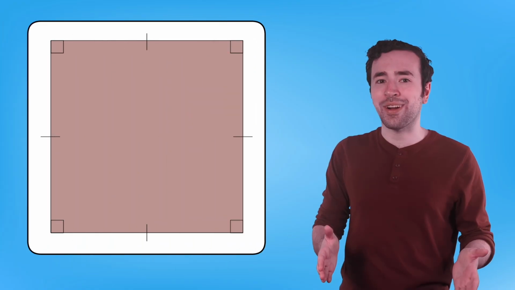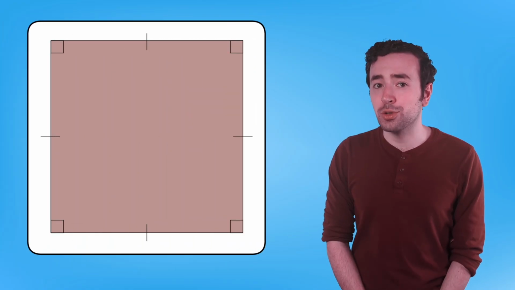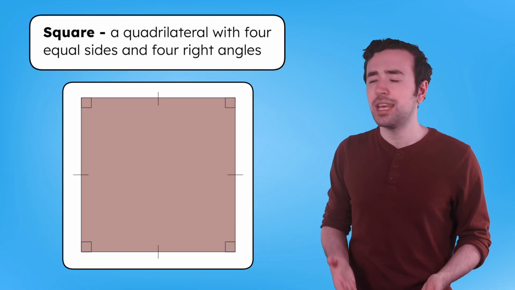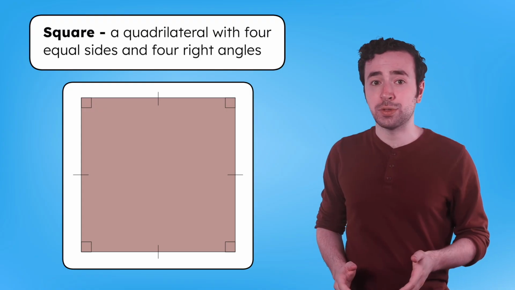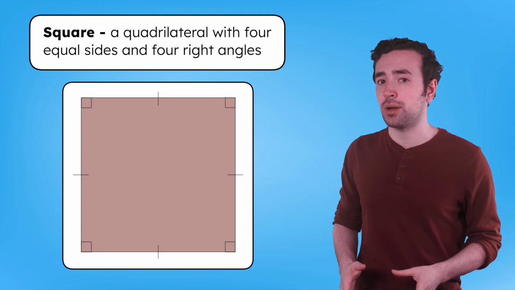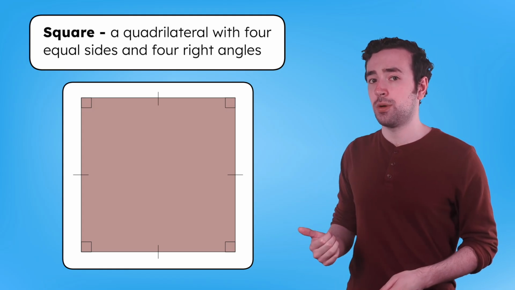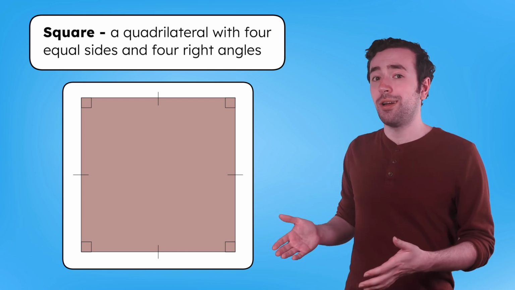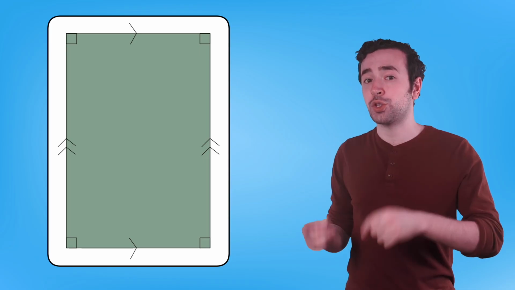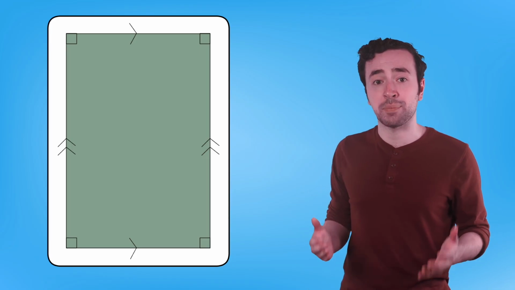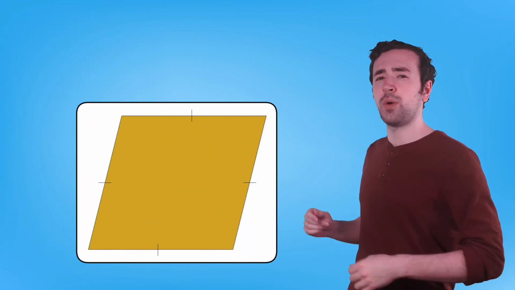A square. In order for a quadrilateral to be called a square, it has to have 4 equal sides and 4 right angles. Since all 4 sides have the same number of hatch marks, we know they're equal. A square meets all the rules for a rectangle, so every square is also a rectangle. But not every rectangle is a square, because rectangles don't require that all 4 sides have to be the same length. Check out this quadrilateral.